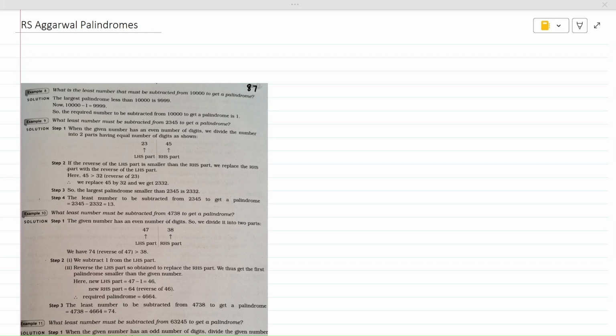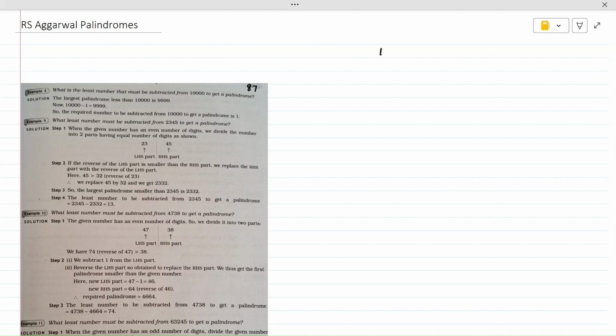Hello kids, we have learned palindromes from the NCERT book and now we are going to practice a few more questions on palindromes from R.S. Aggarwal. Okay, so before we start, let us again revise what palindromes are. Palindromes are numbers which read the same when we read them in reverse order.